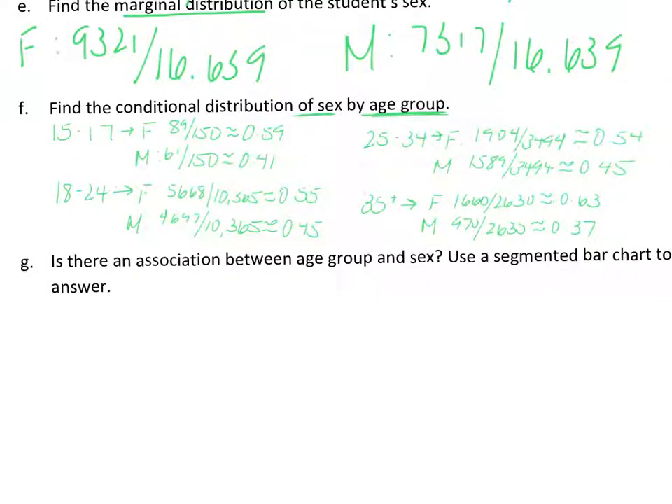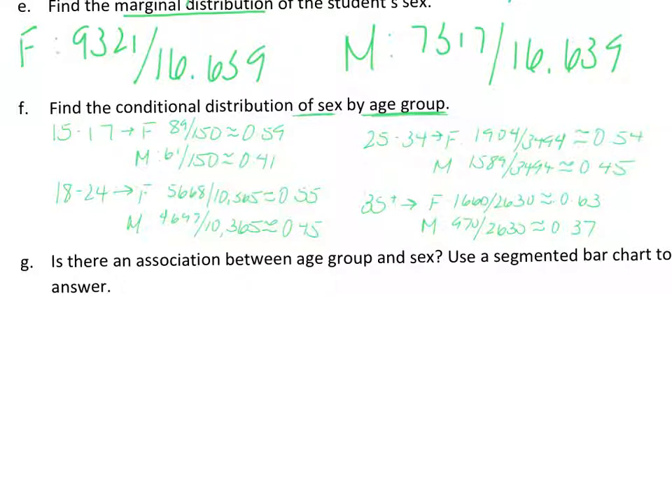All right, so here's our information on the conditional distribution of the sex. So how is the sex divided based on the age group? So I went ahead and for each age group took the female and the male, separated them within the group, and divided to come up with these values.